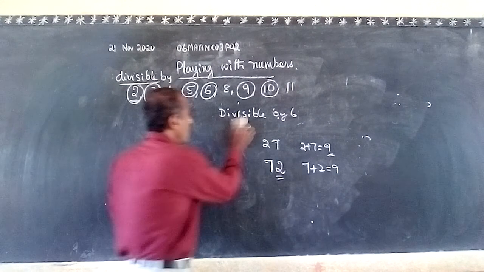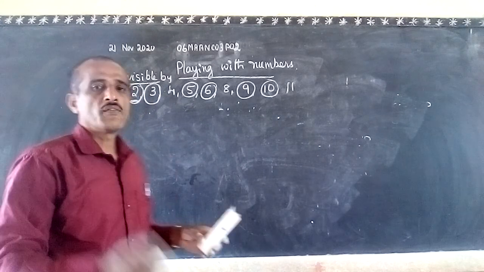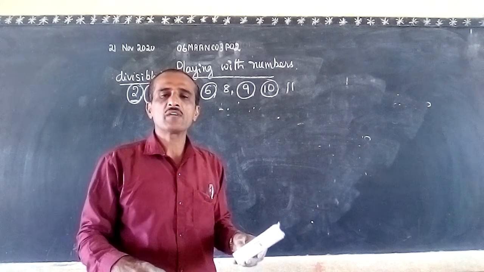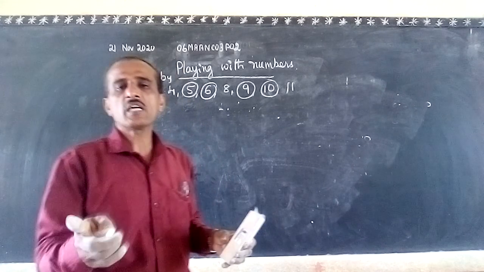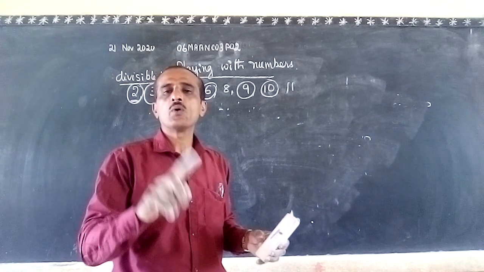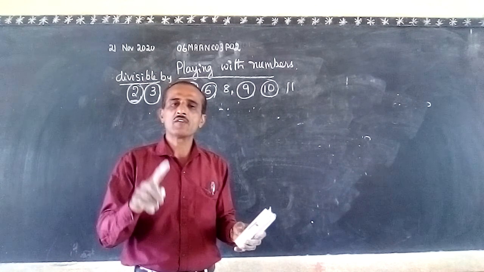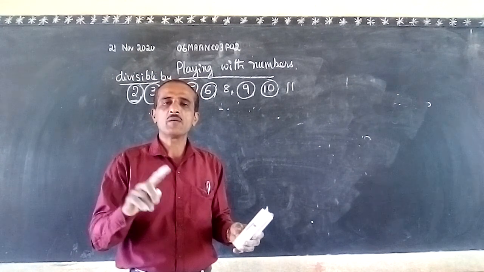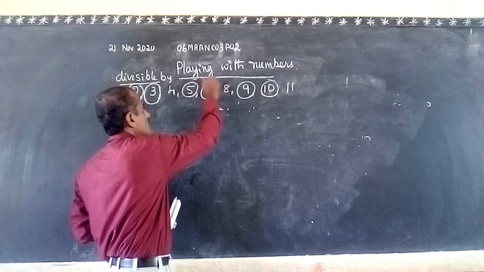So, how to search whether a number is divisible by 6? You have to check whether the given numbers are divisible by 2 and 3. If the given numbers are divisible by 2 and 3, then such numbers are also divisible by 6. Okay, like this we will search.